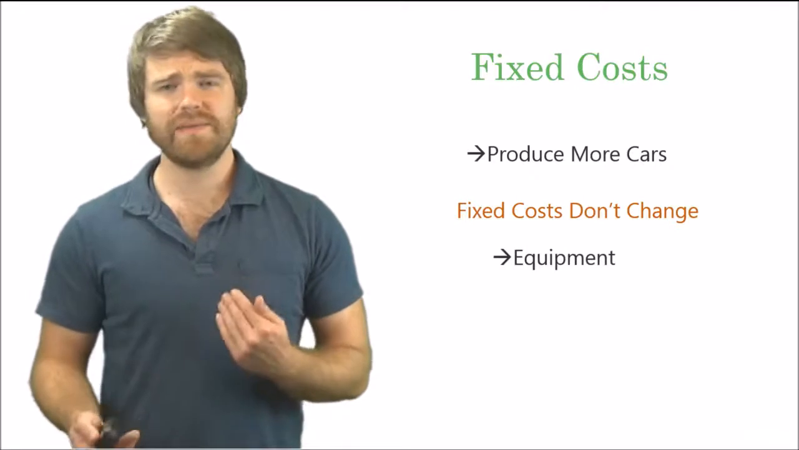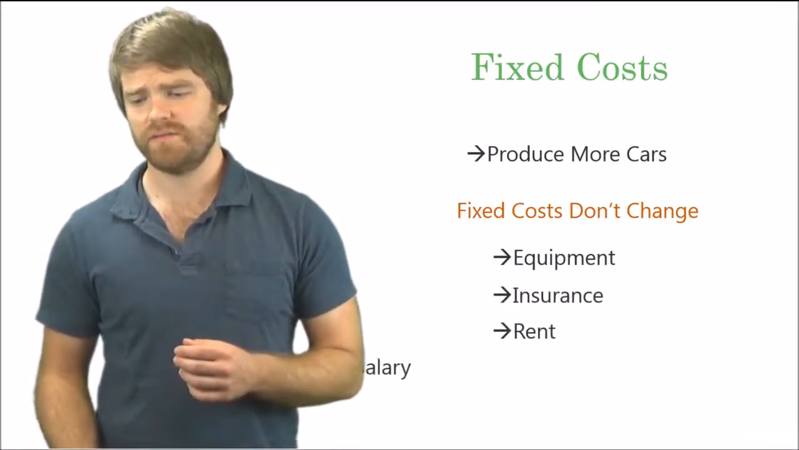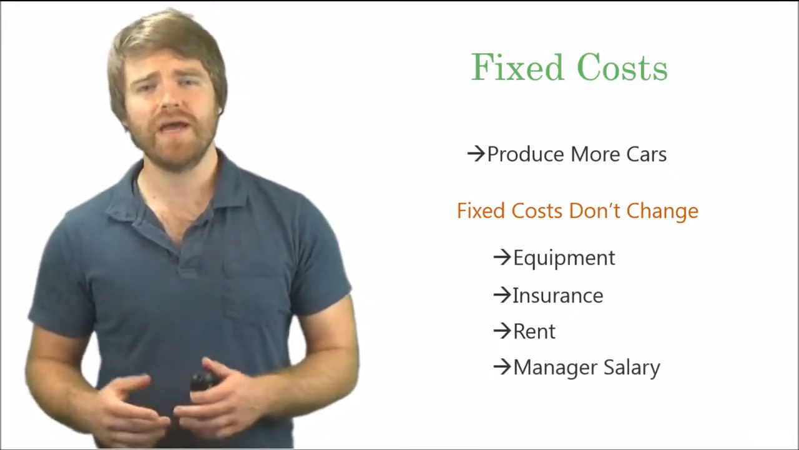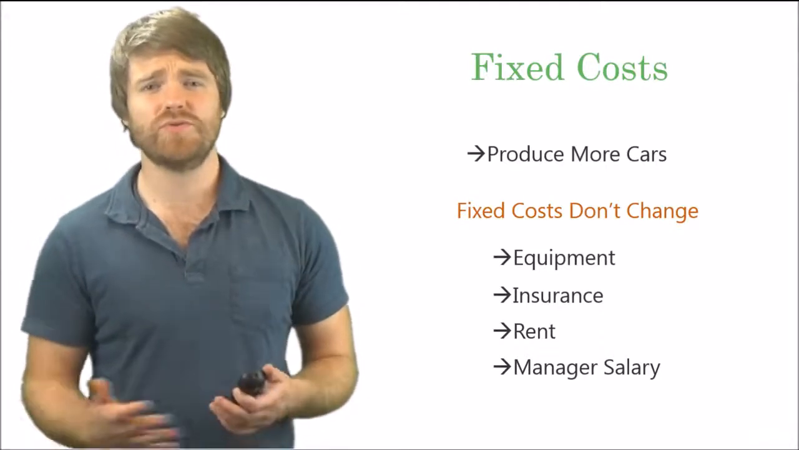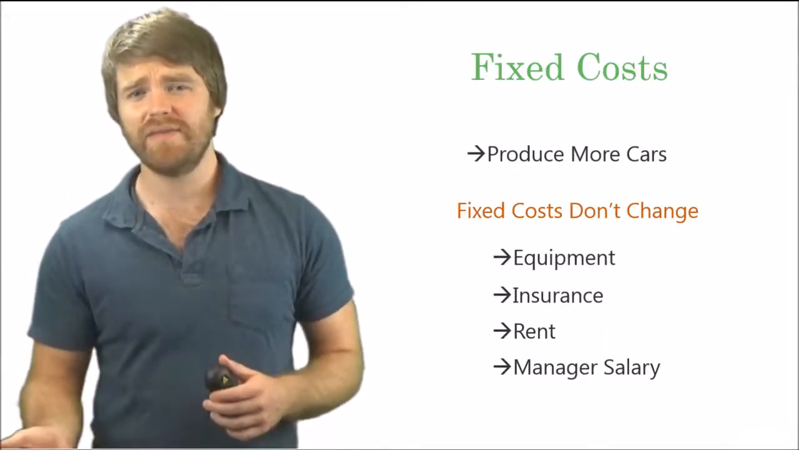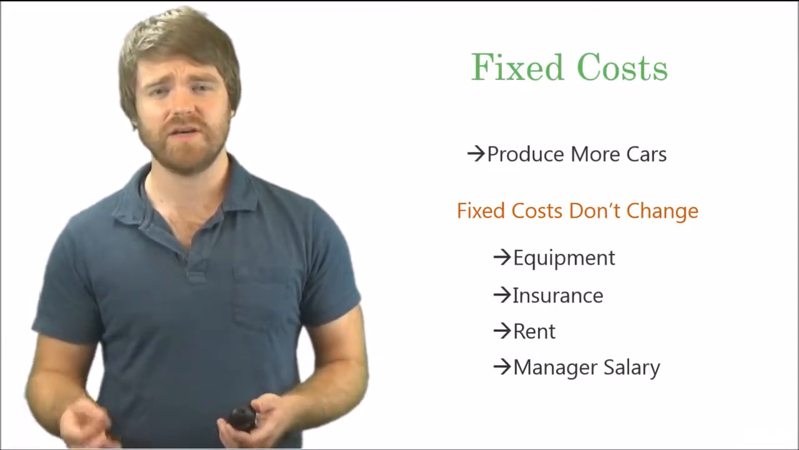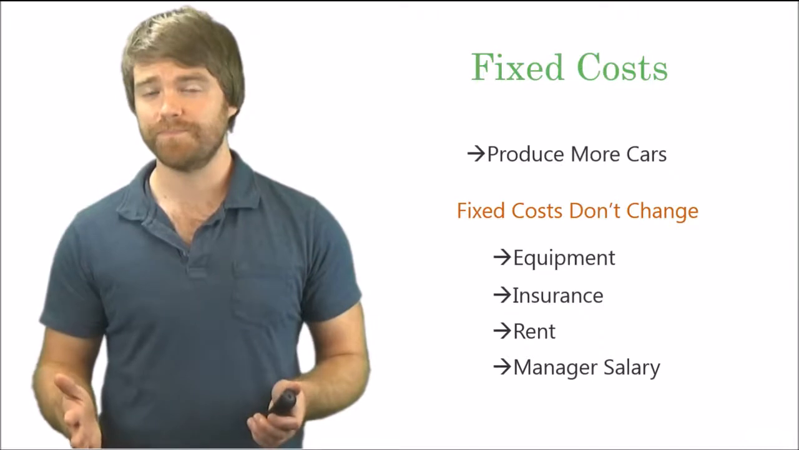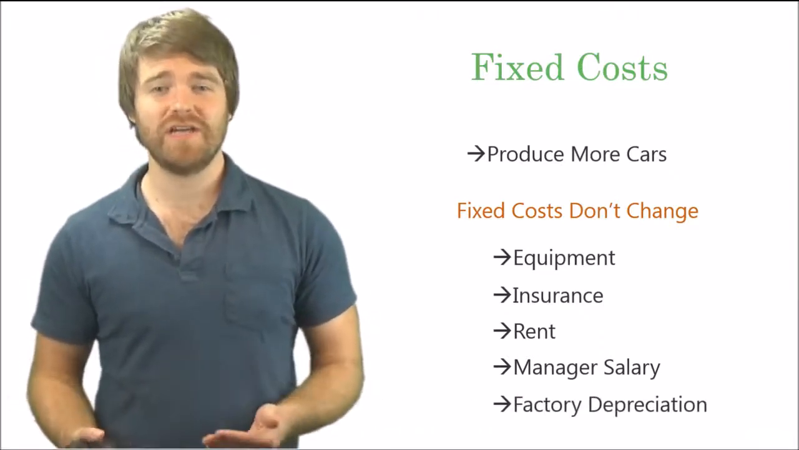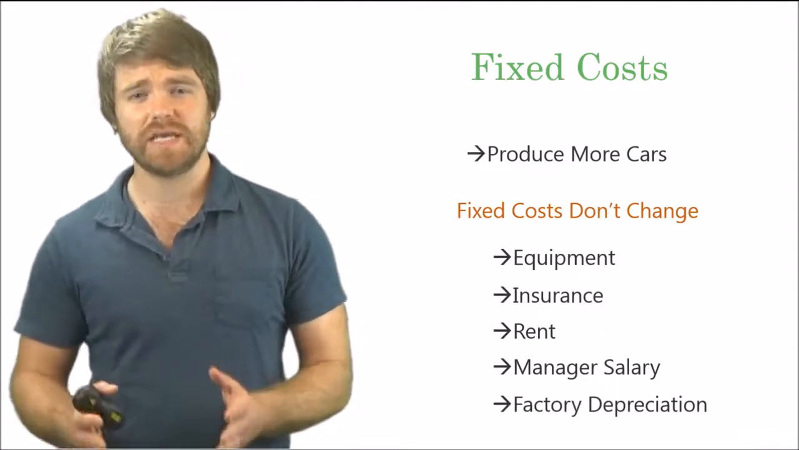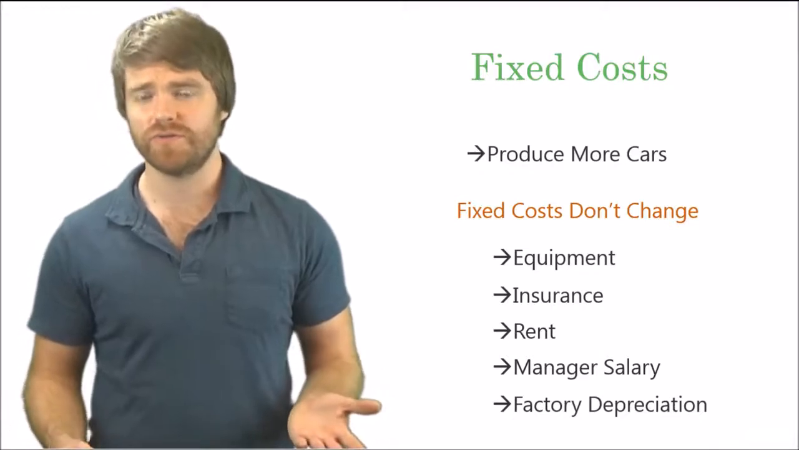Some examples here would be equipment, insurance, rent, manager's salary, right? Because the more you produce, these costs don't really change. You can produce 1,000 cars, but you're still paying that manager the same salary. That's a fixed cost. It doesn't change in total. Also factory depreciation. Usually depreciation stays the same each month, no matter how many cars you produce.